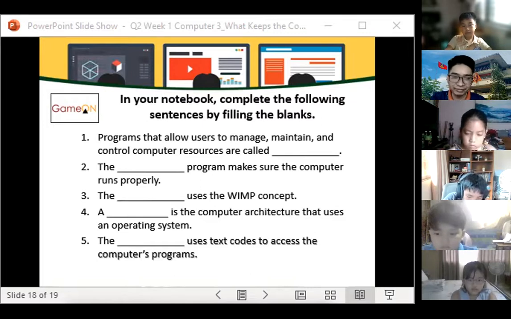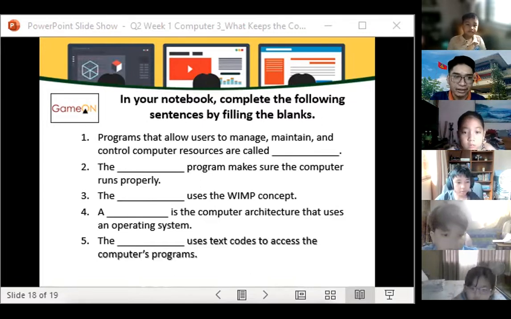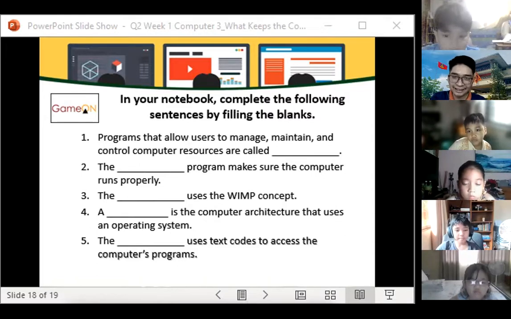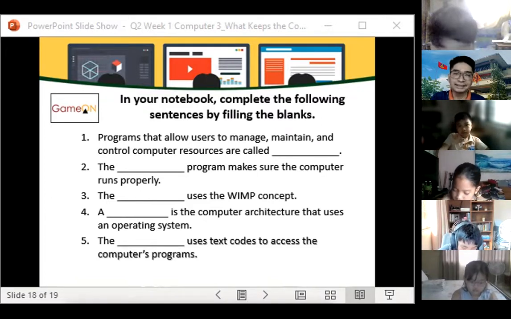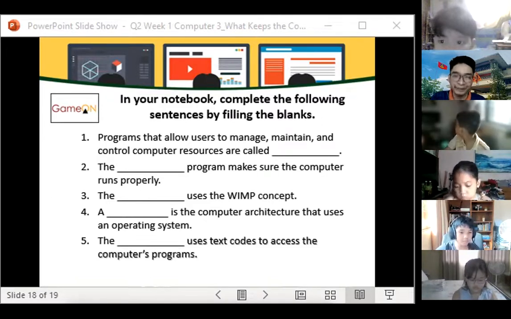And lastly, number five, the blank uses text codes to access the computer programs. Yes, RJ. Command driven operating system. Very good. It's the command-based operating system.